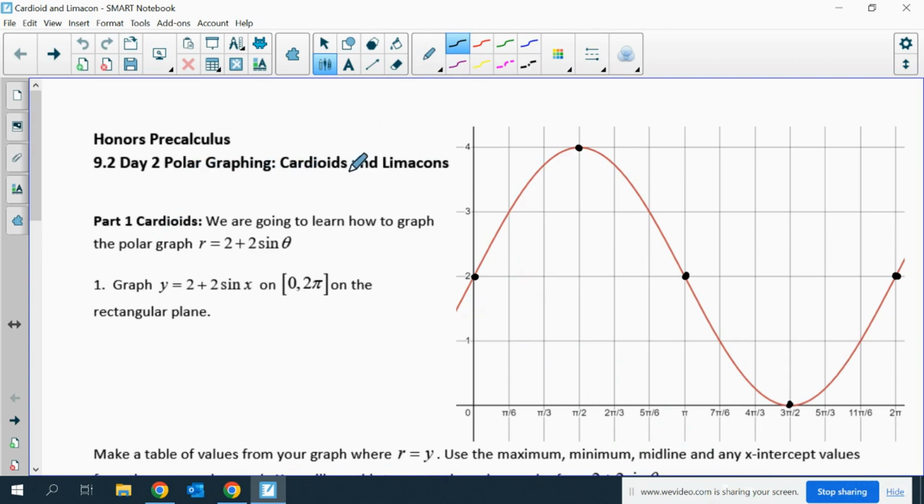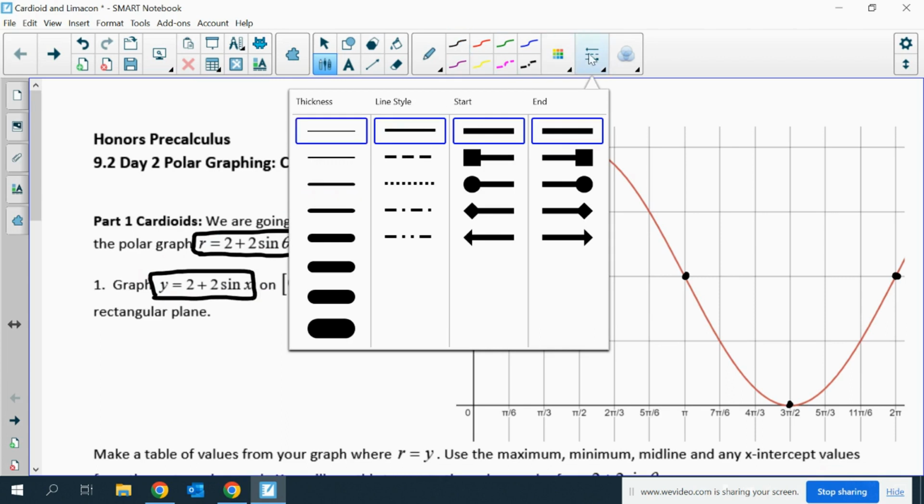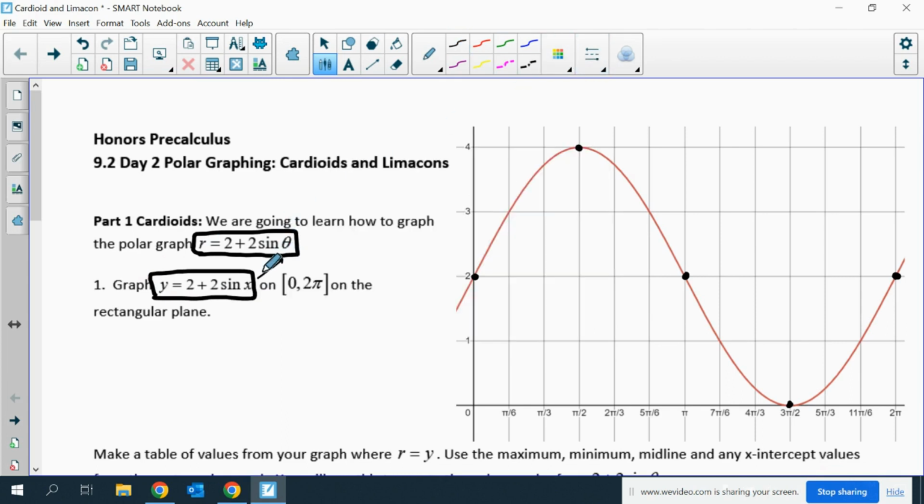Today we're going to graph cardioids and limacons. First, we're going to learn how to graph r equals 2 plus 2 sine theta, and we're going to use y equals 2 plus 2 sine x in order to figure that out. What we'll notice is that there's a correspondence between x and theta and between y and r. So hopefully we know how to graph y equals 2 plus 2 sine x.